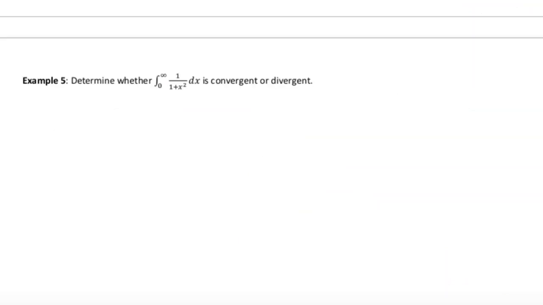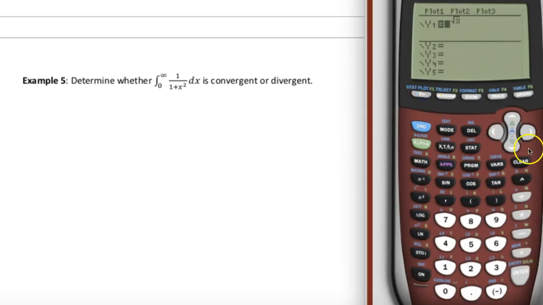Example 5, we want to determine whether the integral from 0 to infinity of 1 over 1 plus x squared dx is convergent or divergent. So let's bring that to our graph. Important note here, when I put this 1 plus x squared in the denominator, I need to make sure I have this in parentheses, because if not, my calculator is going to think I'm dividing 1 by 1 and then adding x squared. So just make a note of this. And let's go to a standard window and see what happens.